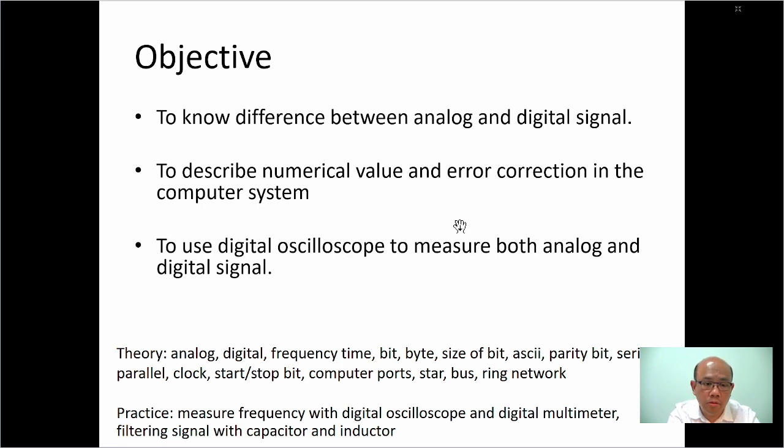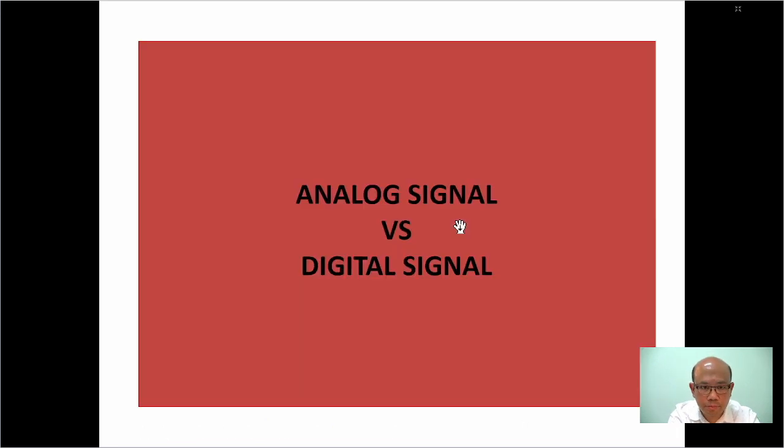And also I show you the parity check error in the computer system. And in the laboratory, I show you using the digital oscilloscope to measure the analog signal and the digital signal. Here we move to the first topic about the analog signal and the digital signal.